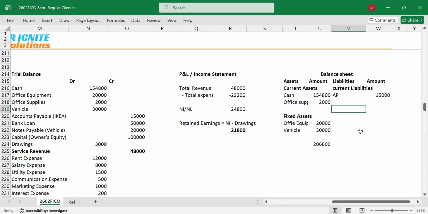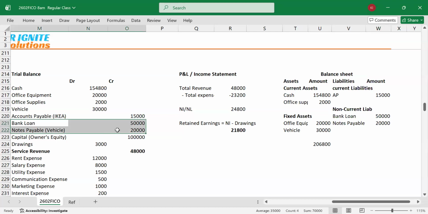Similarly, we have one more category in our liabilities, which is non-current liabilities, or you can also call it long-term liabilities. What are long-term liabilities or non-current liabilities? It is a bank loan, a bank loan you have taken with the intention to repay later, and similarly notes payable, which will have a long-term impact, which is 50,000, and you have 20,000 as notes payable. If you see this, notes payable, we have these two.